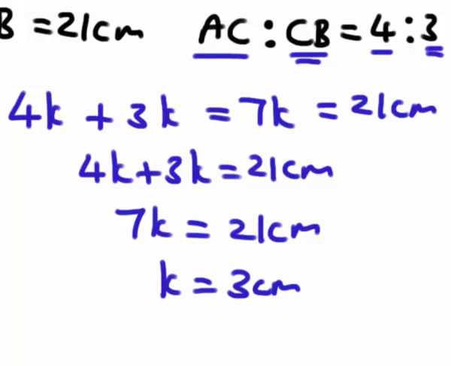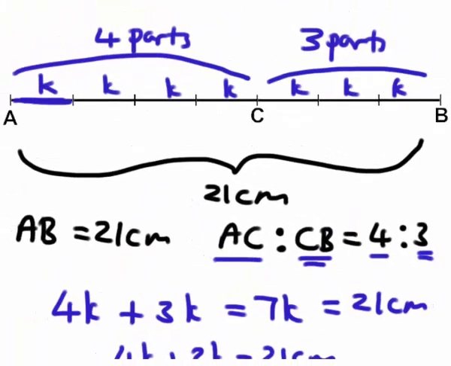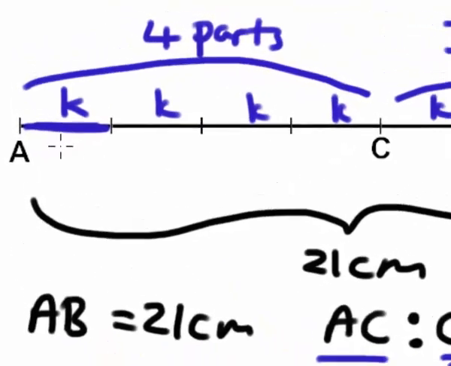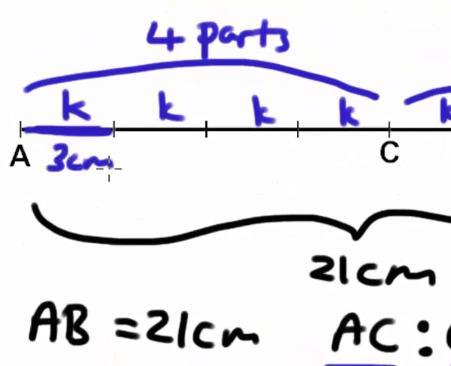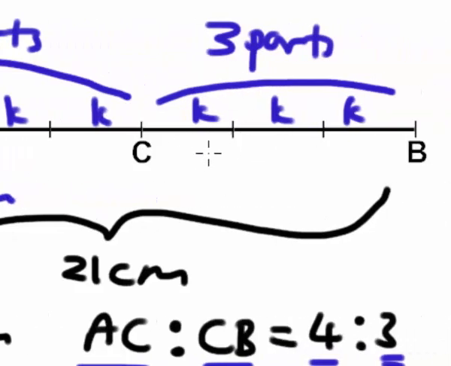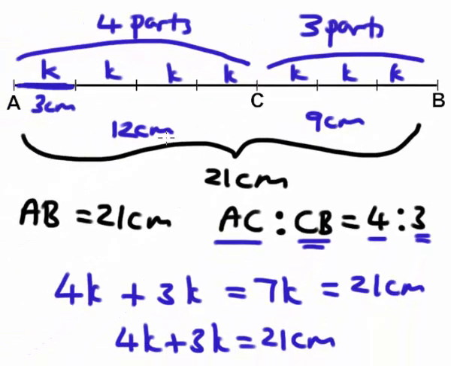Now, what does this mean if you think about it? Well, each part is 3 centimeters. Now, look at that. If that's 3 centimeters, what is 4 times 3? It's 12. And each of those is 3, so 3 times 3 is 9. So look at that, that's 21 if you add them up. 12 and 9 is 21.